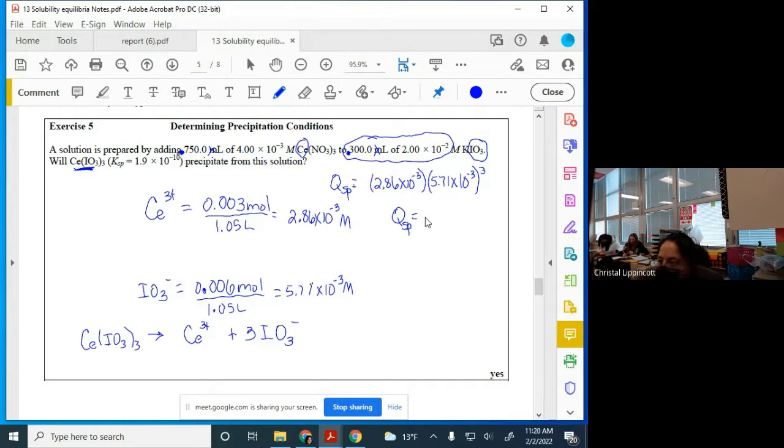So do we not have to multiply by 3? No, this has already taken that into account. You're not going to have 3. It's how much is present there. It just means when this hooks up, this needs 1 for every 3 of these. But this is the concentration. This is how much we have.